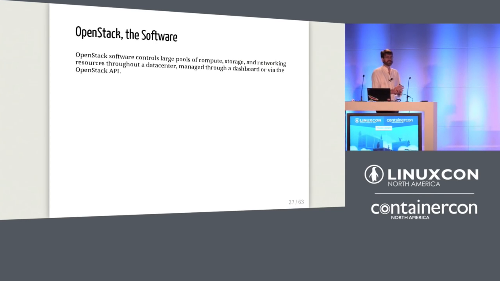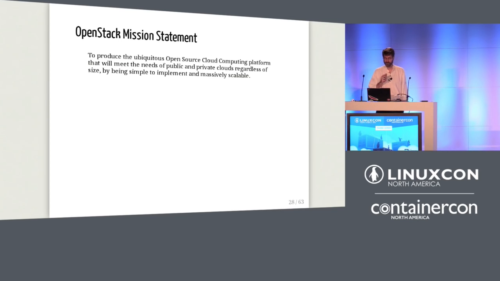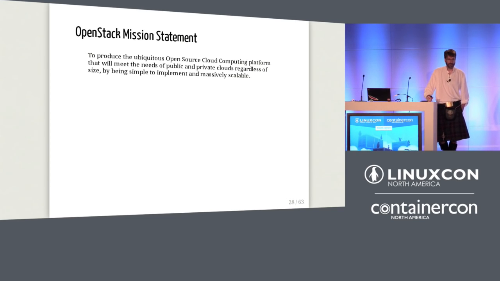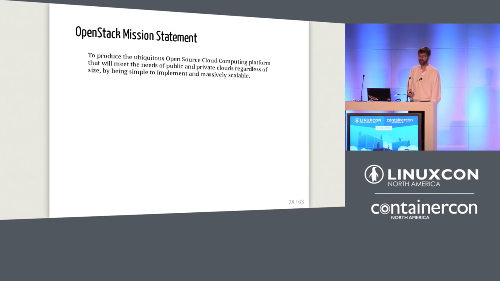Now, OpenStack, the software, is software that allows you to spin up your own private cloud in your own data center. As such, it has to have the three components that I mentioned on the first slide. The other components are much more optional, and I'll show you a few of those. I showed you this mission statement before. So here this is again, the OpenStack cloud computing platform, which is simple to implement and massively scalable.